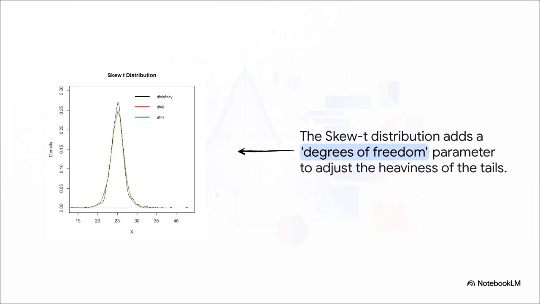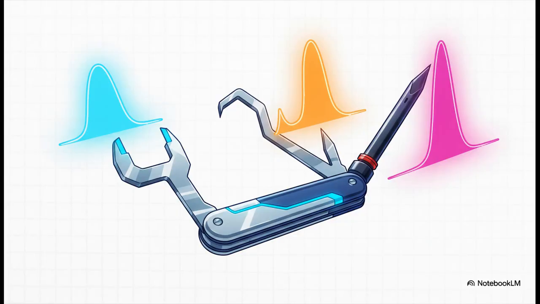The skew t-distribution is the next level up. It keeps that alpha knob for skew, but it adds a second control called degrees of freedom. And you can think of this as the tail fatness dial. The lower you set this number, the fatter the tails get, which means the model gets way better at predicting those rare, extreme events.